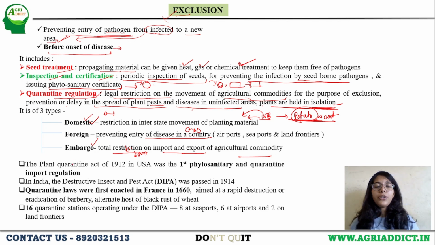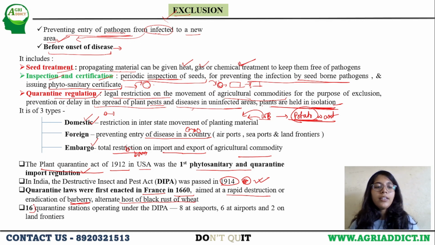There are various points that you need to remember. The Plant Quarantine Act of 1912 in USA was the first phytosanitary and quarantine import regulation. In India, the Destructive Insect and Pest Act was passed in the year 1914. This is one of the most important points that you need to remember. Quarantine laws were first enacted in France in 1660. It aimed at the rapid destruction and eradication of Barberry. Barberry is the alternate host of the black rust of wheat.